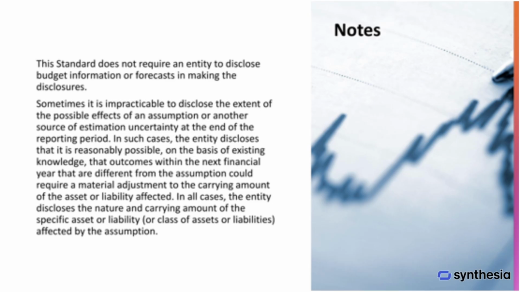Sometimes it is impracticable to disclose the extent of the possible effects of an assumption or another source of estimation uncertainty at the end of the reporting period. In such cases, the entity discloses that it is reasonably possible on the basis of existing knowledge that outcomes within the next financial year that are different from the assumption could require a material adjustment to the carrying amount of the asset or liability affected. In all cases, the entity discloses the nature and carrying amount of the specific asset or liability or class of assets or liabilities affected by the assumption.